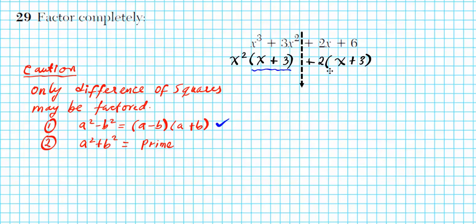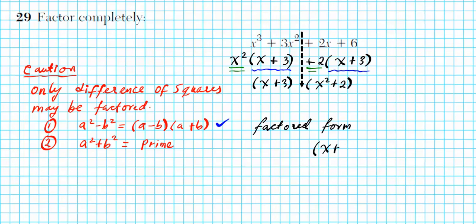x plus 3 and x plus 3 are common, so what do we do? We factor it out. We have x plus 3. After factoring that out, we're left with x squared plus 2. Group those together in their own parentheses, x squared plus 2. Okay, so the factored form of the original expression is x plus 3 times x squared plus 2. Okay, so there goes your final result.